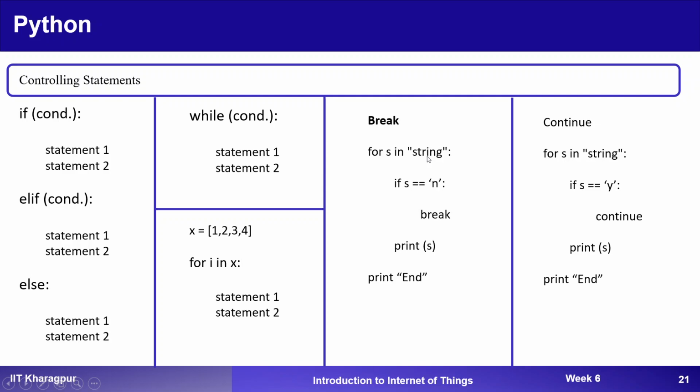Next one is continue. Same concept as in your C language. Continue will skip that particular statement or particular condition. For example, here it is written that s is equal to y, but since here is no y, it will print the whole string. But consider a case that if s is equal to n, then what should be the output of this module? Then the output will be strig, because it is going to skip the condition whenever s is equal to your n.